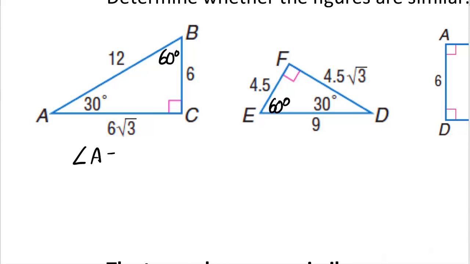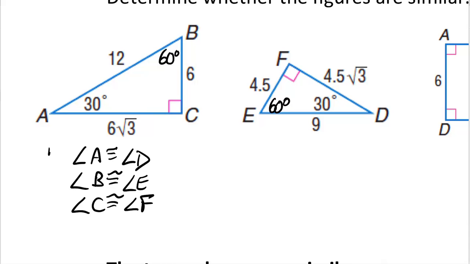So angle A is congruent to angle D. Angle B is congruent to angle E. Angle C is congruent to angle F. So that's the first thing. That's usually the easiest thing to determine.